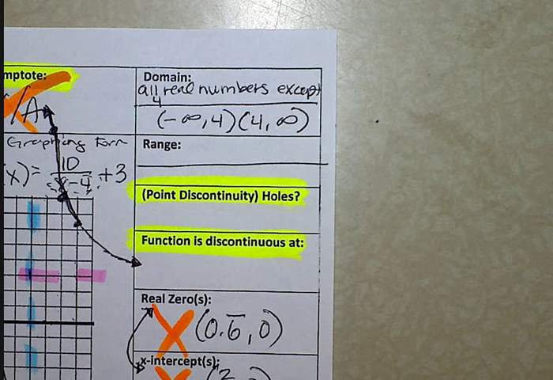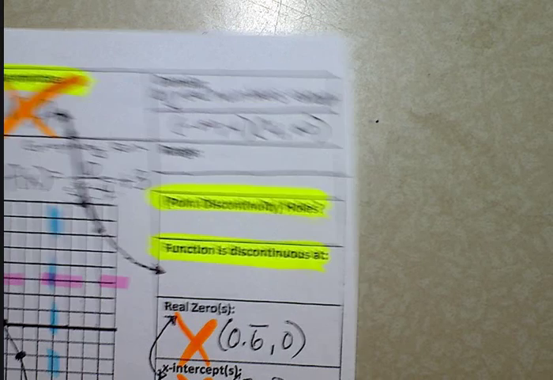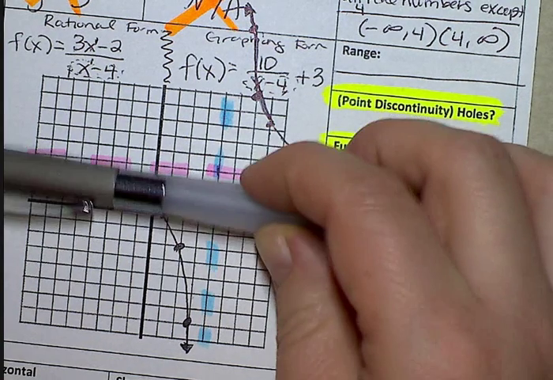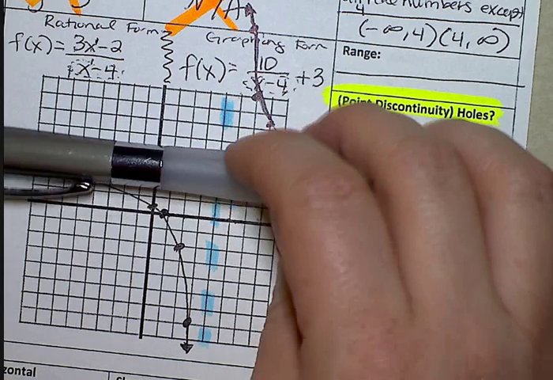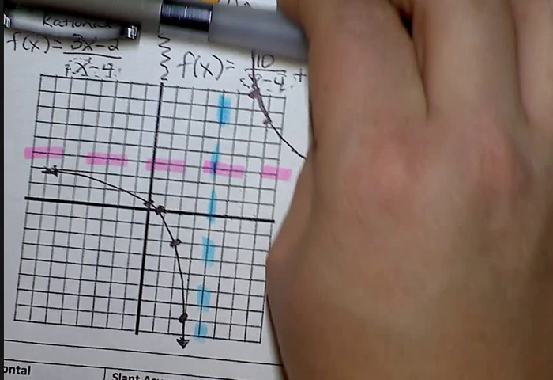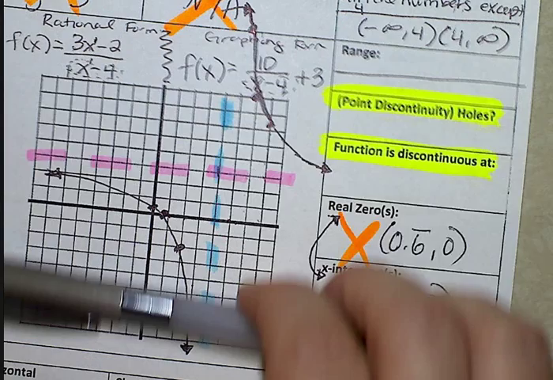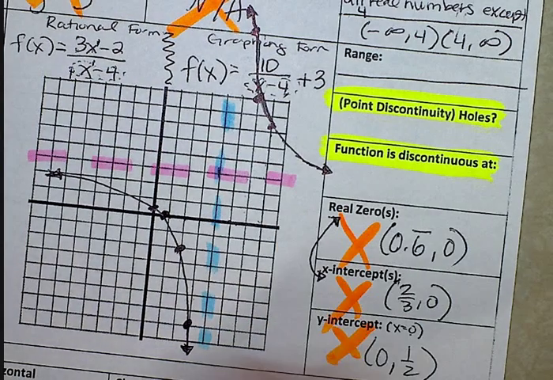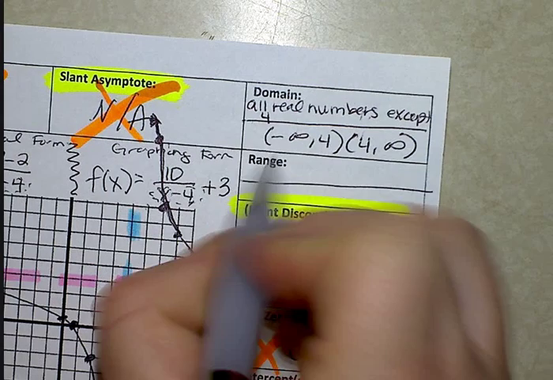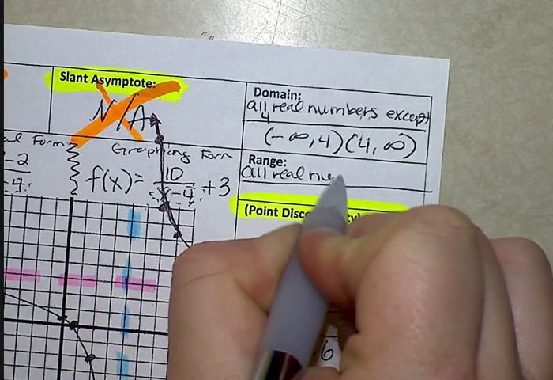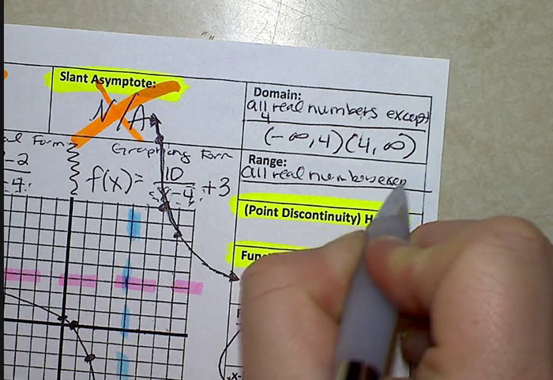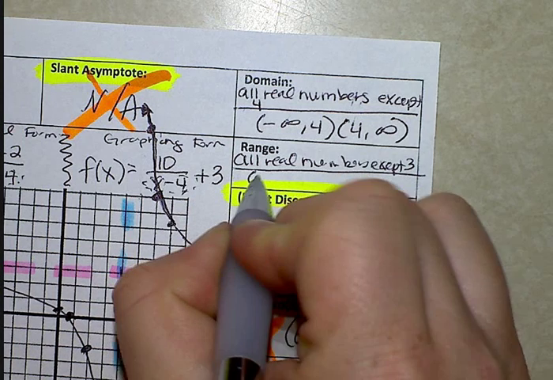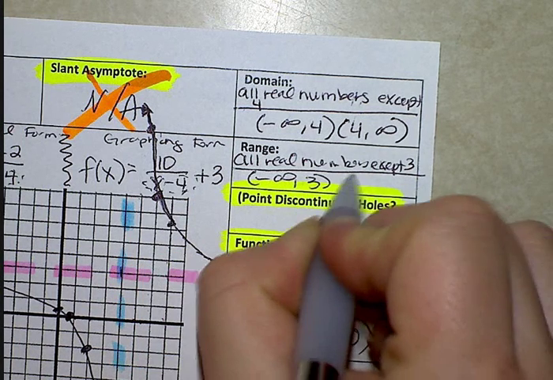Doing the range. Let's evaluate. So it comes from negative infinity, it goes up, and then it stops. It never touches at the pink. It jumps over, and then it keeps going up, up, up. So from negative infinity, up, stop, jump, and then up to positive infinity. What is the number it stops at? 3. So all real numbers except 3. How do we write that? Negative infinity up to 3, and 3 to positive infinity.